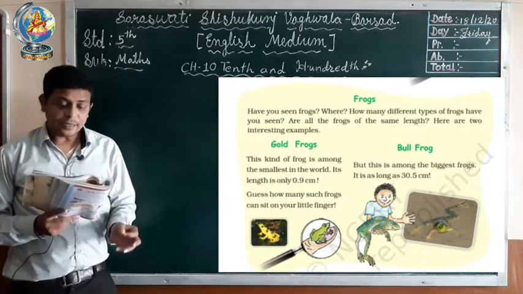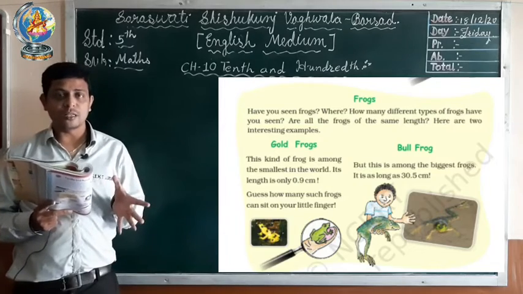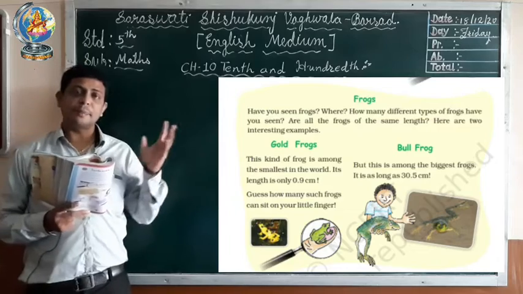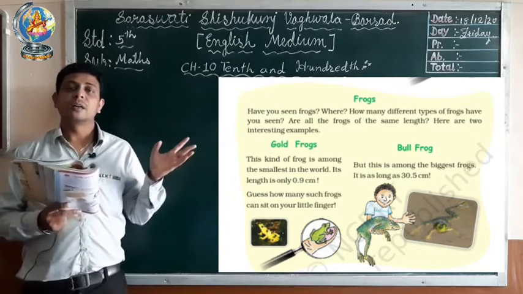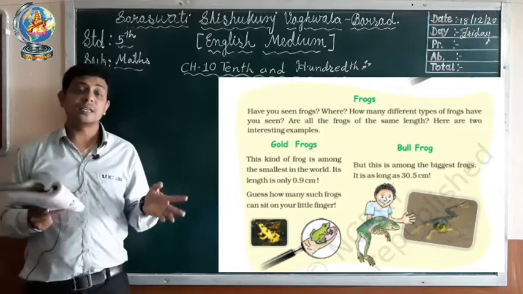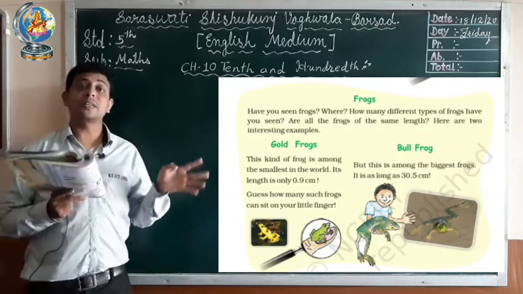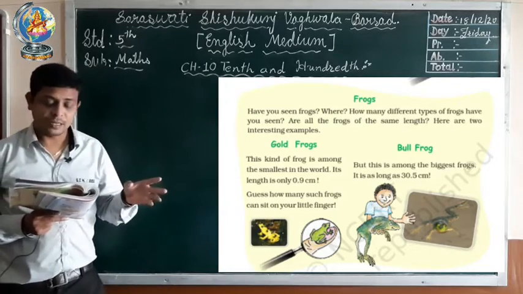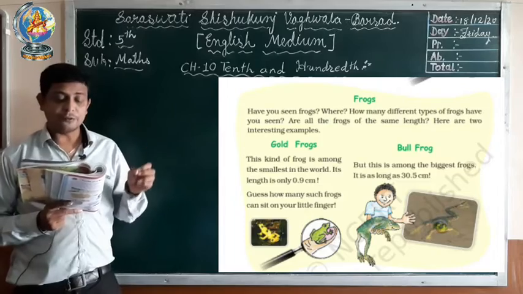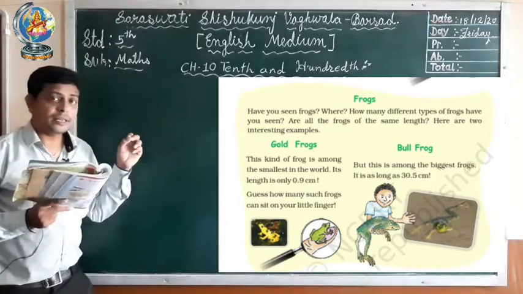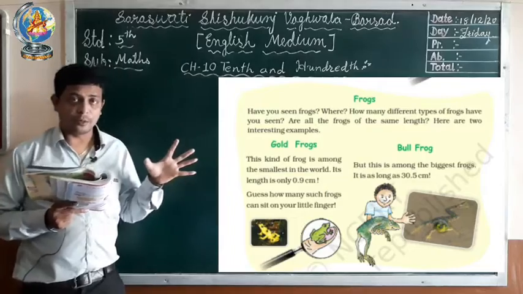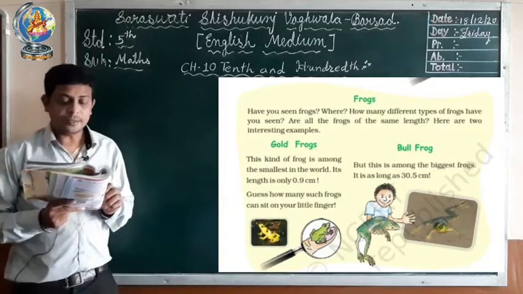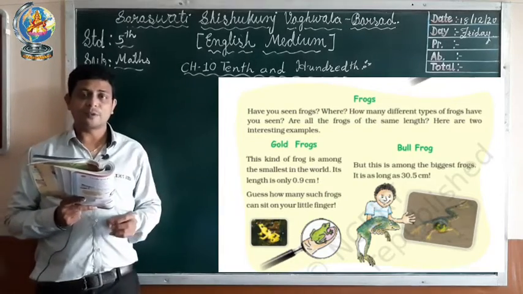Where? If you have seen frogs near ponds or somewhere, you have seen them at many places. Near ponds, rivers, or sometimes in monsoon you can see them on the board also, in your house also sometimes they are coming. So you have seen frogs in so many ways and so many places. How many different types of frog have you seen? There are so many types of frogs. You can see in this slide different types of frogs.